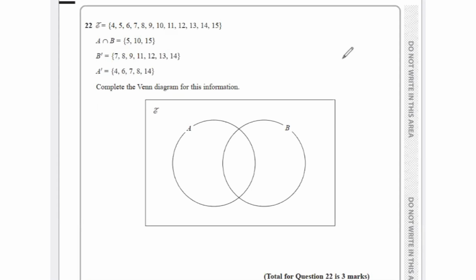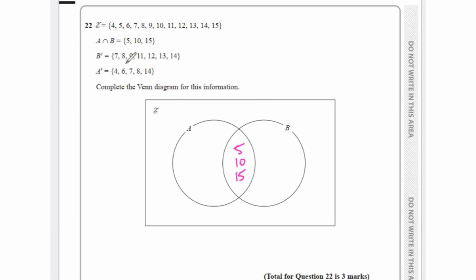If you look at question number 22, it says that we have a universal set which has the values of 4, 5, 6, 7, 8, 9, 10, 11, 12, 13, 14, and 15. A intersection B is 5, 10, and 15, which means the numbers in the middle are going to be 5, 10, and 15. The overlapping region in the Venn diagram, that's your intersection. Intersection means the elements that are common in both the sets. That's 5, 10, and 15.